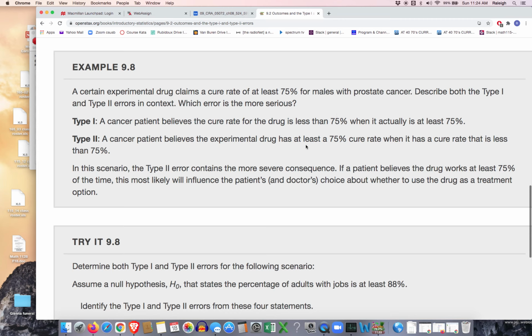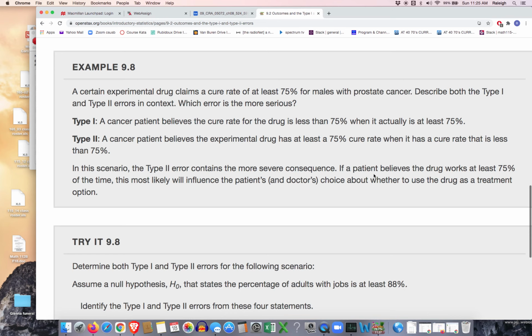Type 2. We believe that it has at least 75%, so we're going with it, but it turns out the H0 is actually incorrect at this point, and the cure rate is really less than 75. So it's just like we're going the other direction each time. And they're saying the type 2 error has the most severe consequences.